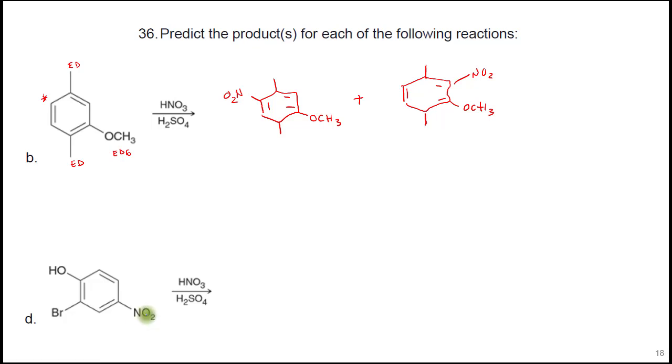In this one, we have a bromine, which is the loser. This is the electron withdrawing, and we have a strong activator here. So that's an ortho-para director. The para position is blocked, so we have to go there.